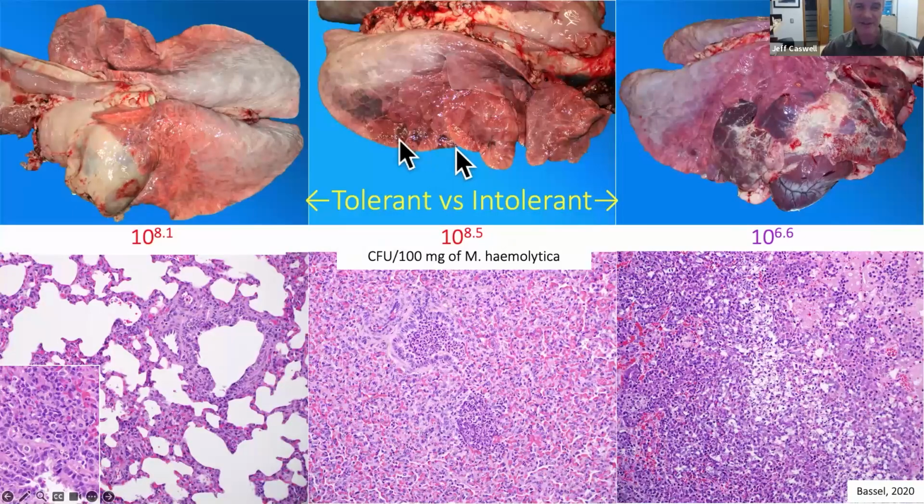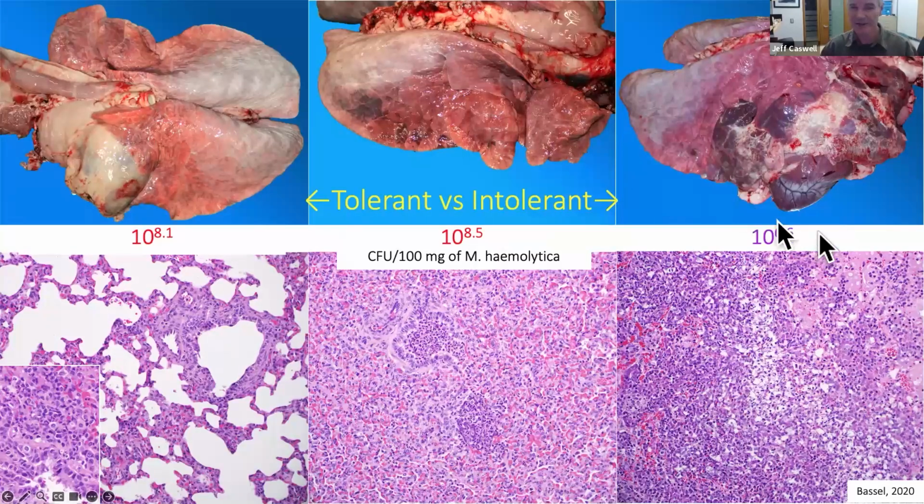This is another calf. This calf has about the same load of bacteria within the lung tissue, but you can see these dark areas of firm lung, and microscopically we can see a lot of inflammatory cells filling up the lung. So even though these two calves have different bacterial loads within the lung, they're responding quite differently with respect to the amount of inflammation in the lung tissue.